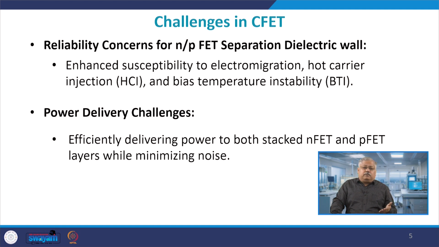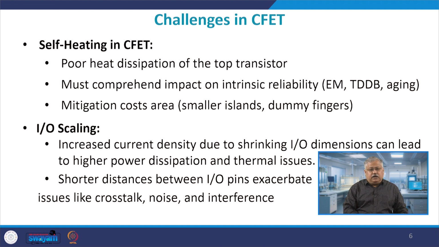Next point which you should be keeping in mind while discussing the challenges in CFET is how do you deliver the voltage or VDD, power supply. So, power supply delivery is a major challenge, because you need to deliver power to both NFET and PFET, right. And while doing so, if you pass it to the active layer of the device, you need to also ensure that you minimize the noise, so that the noise attached to the power supply is very minimum in this case, right. And that is one area where a lot of work is going on in the research field in this domain.